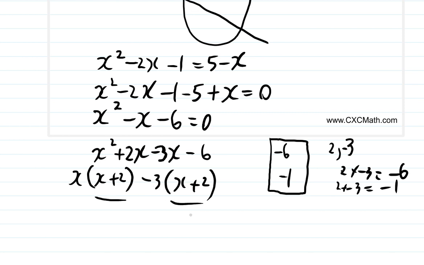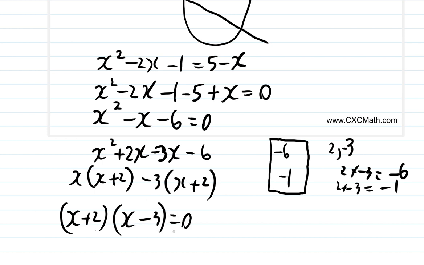Now you have these two as a common factor, the x plus 2, so you put x plus 2 outside a bracket. This is my new bracket. Inside the new bracket, x plus 2 into x, x plus 2 goes x. X plus 2 into negative 3, x plus 2 goes minus 3. So there you have it. X plus 2, x minus 3.